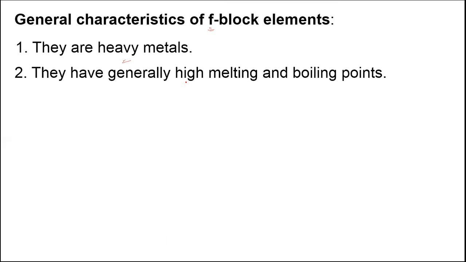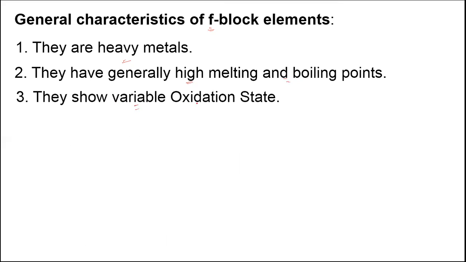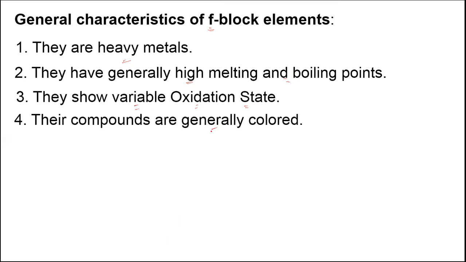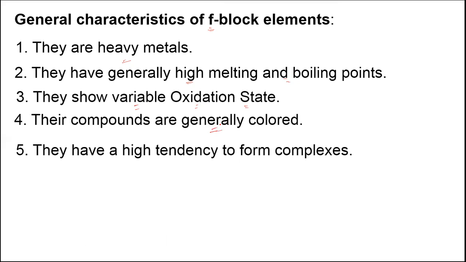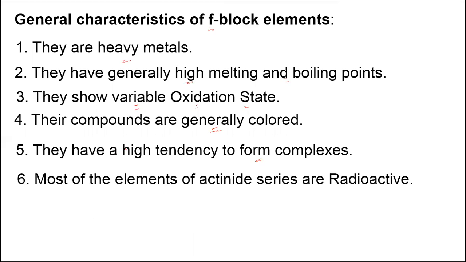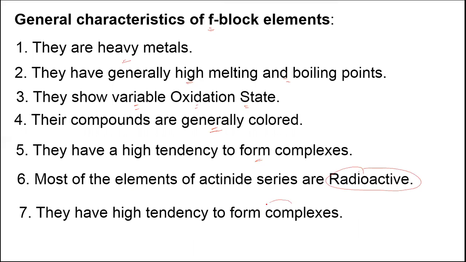General characteristics of F block elements: they are heavy metals. They generally have high melting and boiling points. They show variable oxidation state. Their compounds are generally colored. They have a high tendency to form complexes. Most of the elements of actinide series are radioactive.